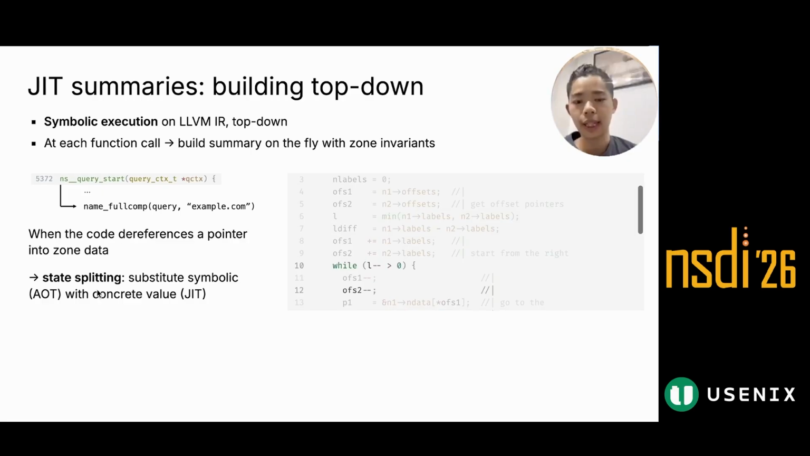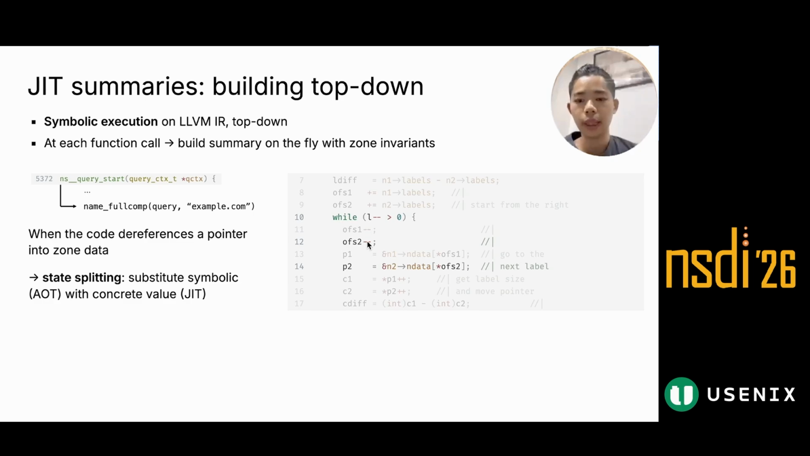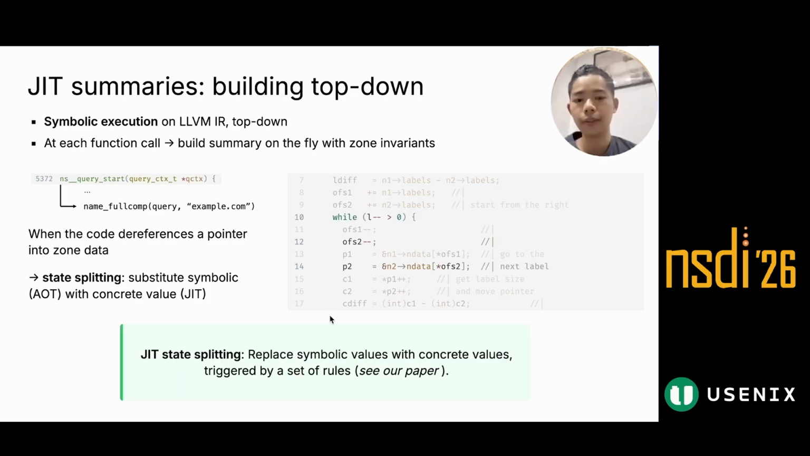The effect is that the loop count unrolls to exactly 3 iterations. Memory accesses become constant lookups, and the summary for this call becomes more compact. In general, Iceberg splits whenever a symbolic value is used as a pointer dereference or an array index. Our paper has the full details here, but the key point is that these splits are triggered by zone data flowing through code automatically, and they happen just in time.